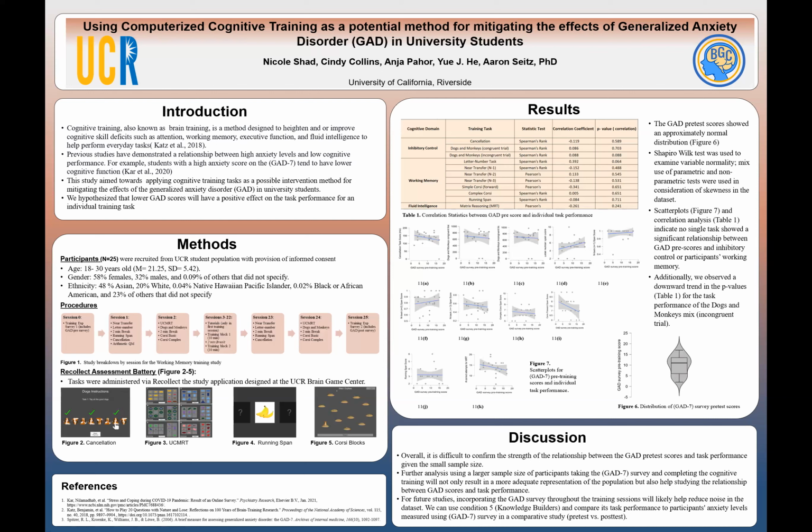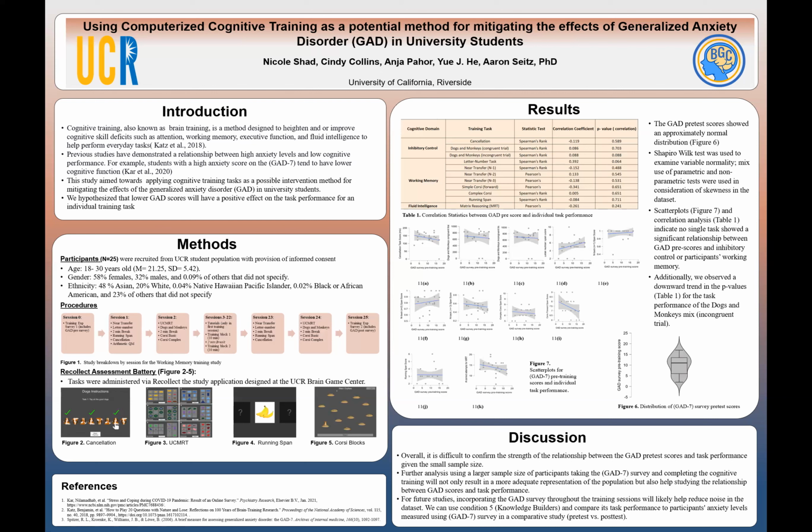The GAD pretest score showed an approximately normal distribution, as seen in figure 6. It was approximately normal, and these are just the pretest scores. This is what people took before they actually were able to do the training. We also used the Shapiro-Wilk test to test for normality, and based on the results, we used a mix of parametric and non-parametric tests to calculate correlation.